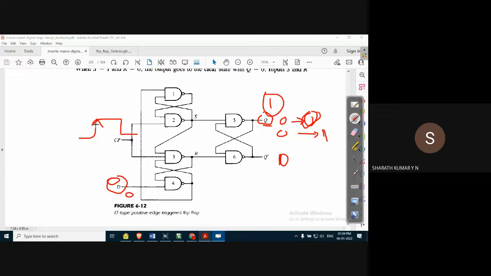Now, because of the clock pulse, when this clock pulse continues to remain 1, the output will not change. Let us understand that. Now I'll take another condition. I'll take D as 0, no problem. We'll continue to discuss with 0. The initial condition of Q and Q dash is, let us say, 1 and 0.